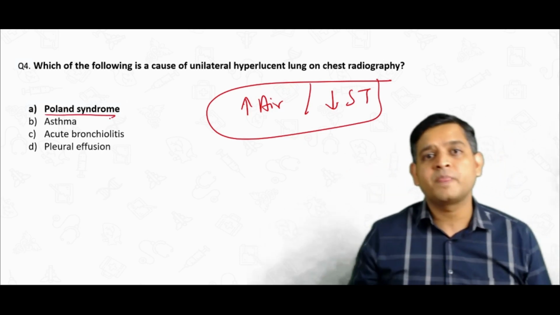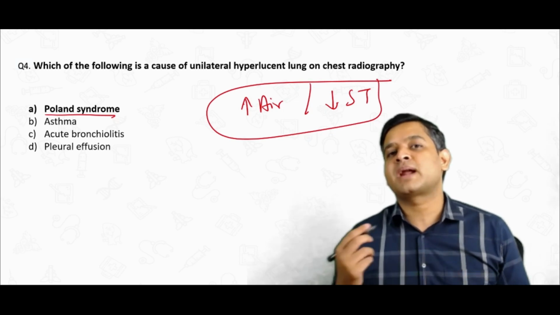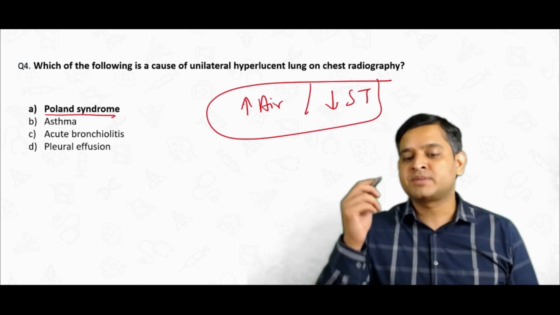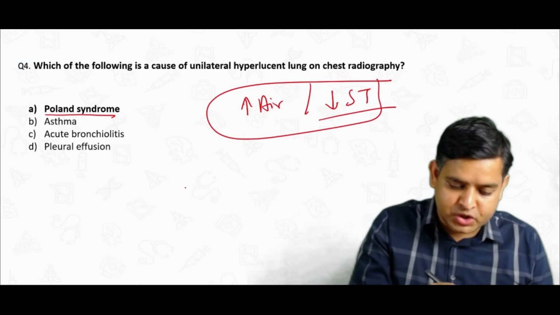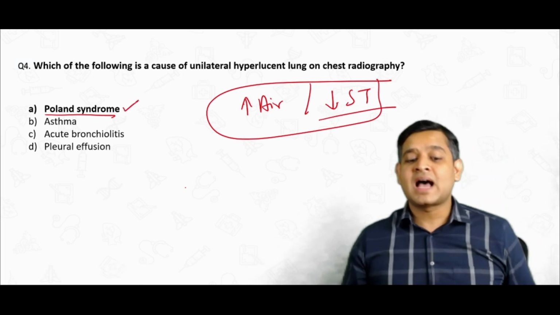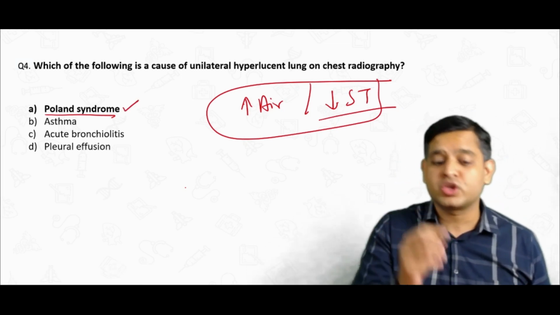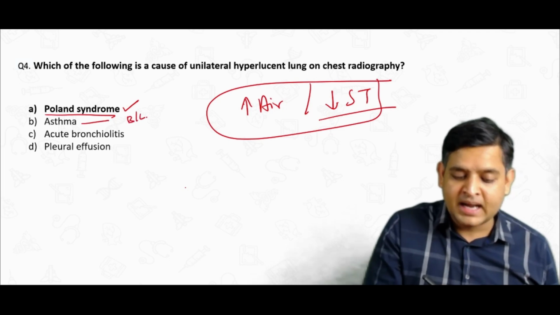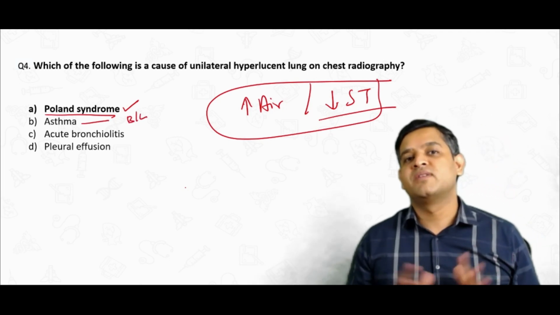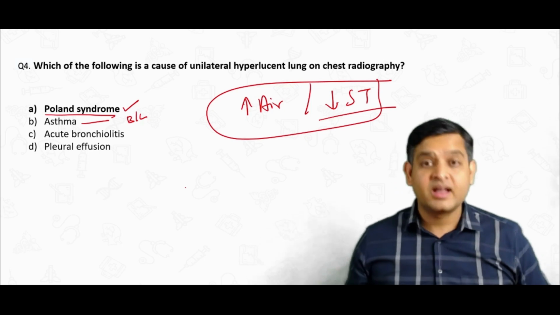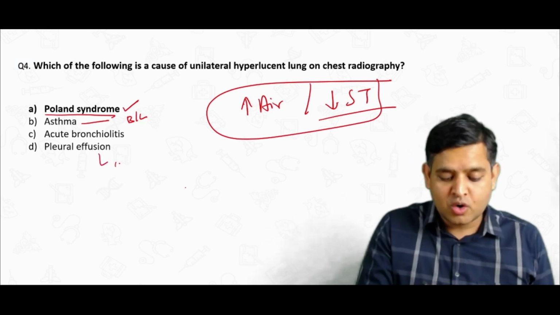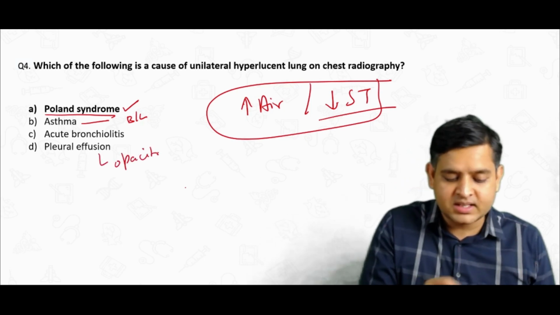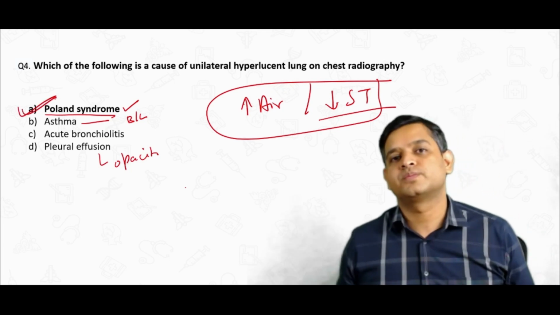What is Poland syndrome? Poland syndrome is absent pectoralis major muscle. So absent pectoralis major muscle is decreased soft tissue, which can be the answer. Asthma is hyperinflation but not unilateral, it will be bilateral. And bronchitis will lead to generalized dirty lung, and pleural effusion is a cause of opacity. So the answer is Poland syndrome.